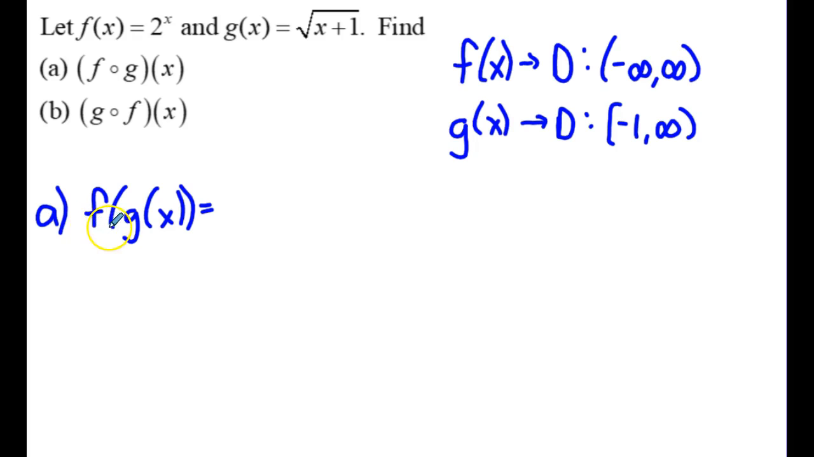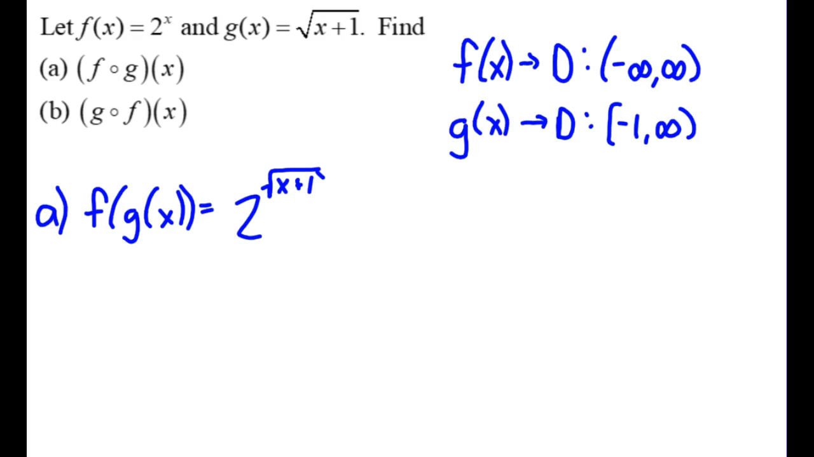So in part A, we want to find f of g of x. So we start with our f of x function, which is 2 to the x. So now everywhere I have an x in that function, I'm going to replace it with the g of x function. So it's 2 raised to the square root of x plus 1.